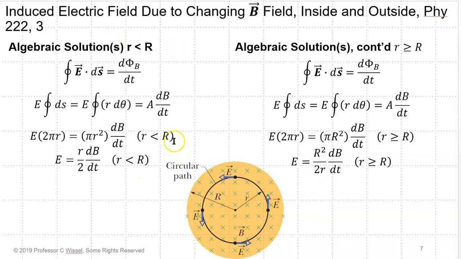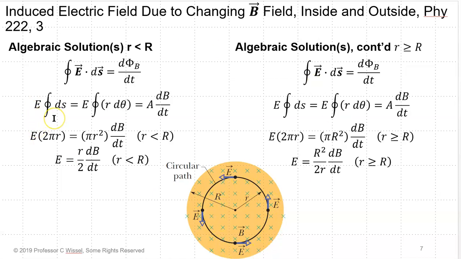Okay, so now we're going to split this up into 2 solutions. One is inside the yellow circle here. The other is outside the magnetic field, so outside this yellow circle. So the inside first, the integral of E dot ds equals minus dΦB/dt. So we can pull the E out because the E is constant along this loop.